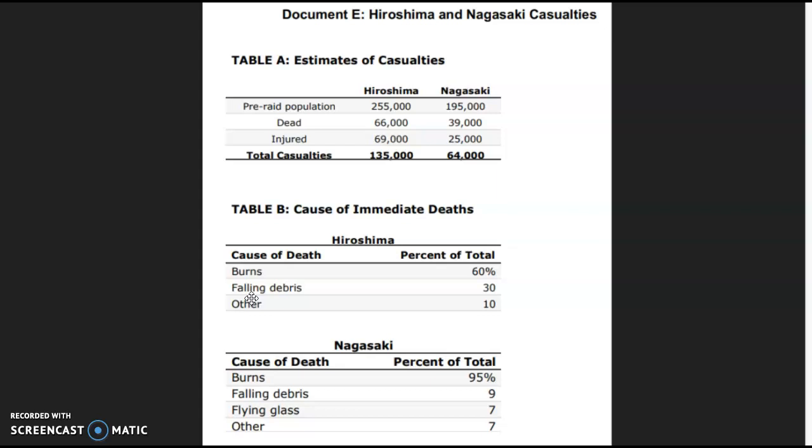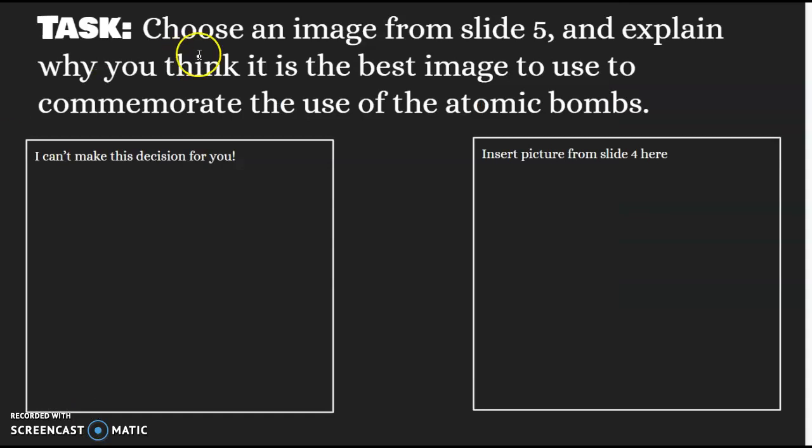In Nagasaki, you can see a little bit smaller of a city, 195,000. 39,000 are killed, 25,000 wounded. So in total, a lot of people are killed by this. And the cause of death in Nagasaki is very similar: burns, falling debris, flying glass. And then the other is those diseases that I think the video referred to as well.